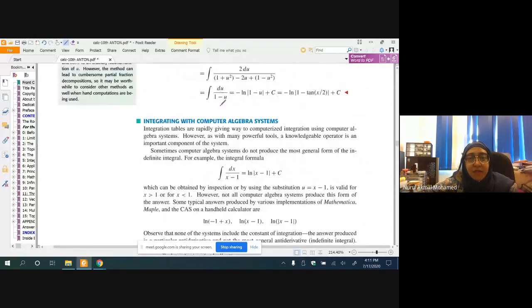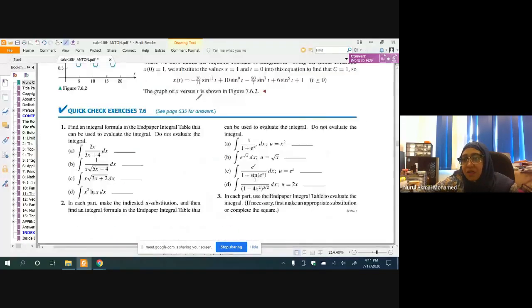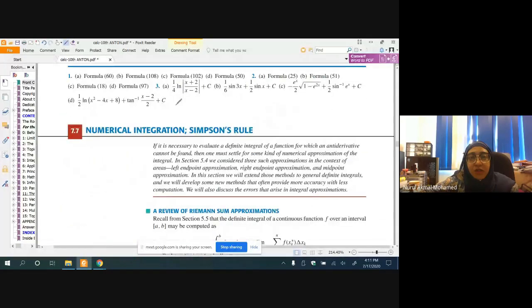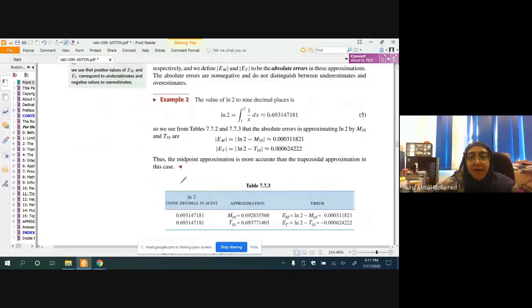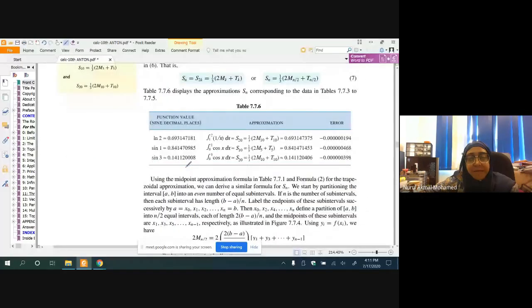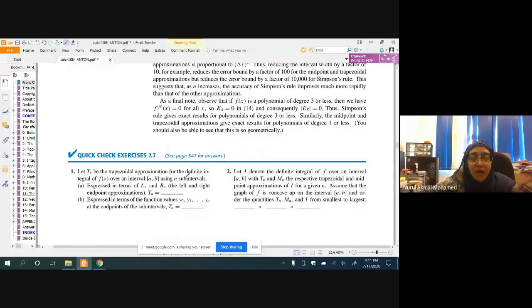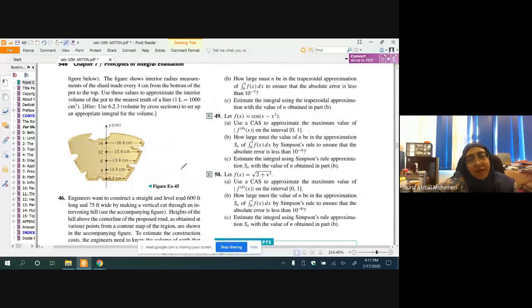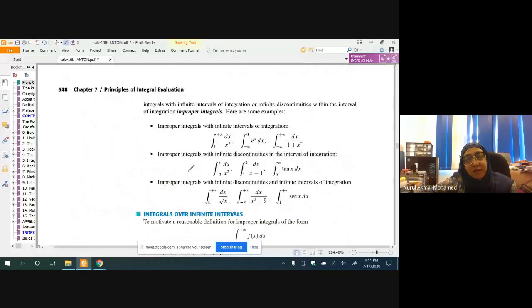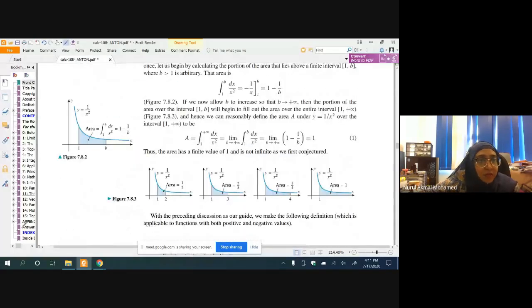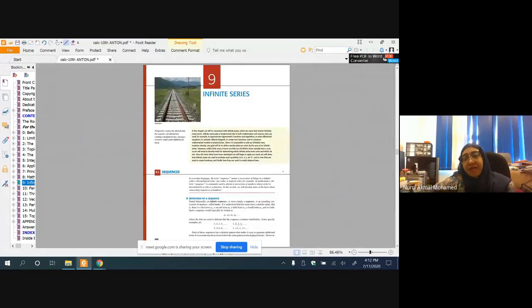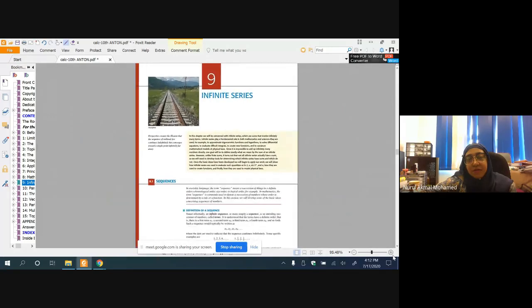Integrating partial fractions. Do you want to proceed with our last chapter today or next week? I think 2 weeks is enough to cover our last chapter. Our last chapter could be infinite limits. So this is our last chapter.